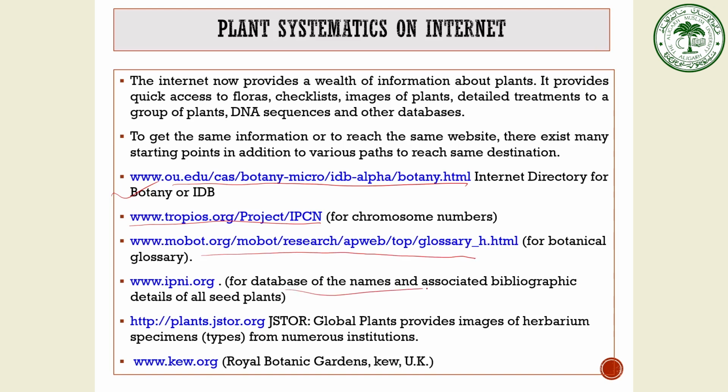Then this is the database for names associated with the bibliographic details of seed plants, that is IPNI. As I've told you, this is maintained by the Kew Botanical Garden with the list of plants, that is the indexing. Then there is JSTOR Global Plants, which provides images of herbarium specimens from numerous institutions. Then the Kew organization, the Royal Botanic Gardens website, provides a number of plant information directly to you by just one click on the internet. So you can also study botany from the internet.